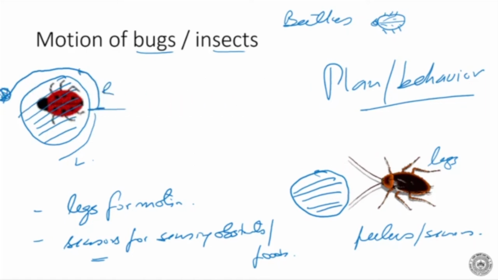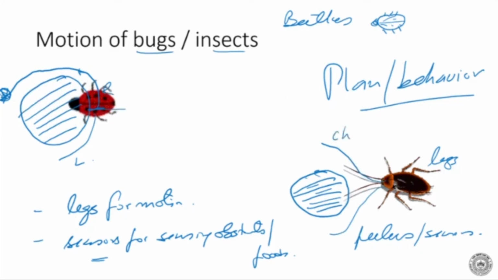Now, if the cockroach is trying to avoid this obstacle, it will touch the obstacle, and it understands the moment it has touched, and then it can change its path, either that side or this side. So what is the behavior? The behavior is the change in path.